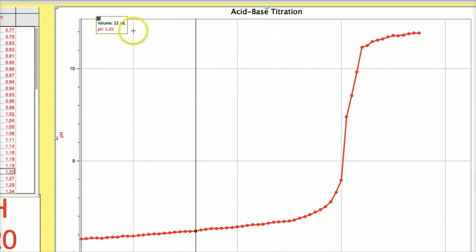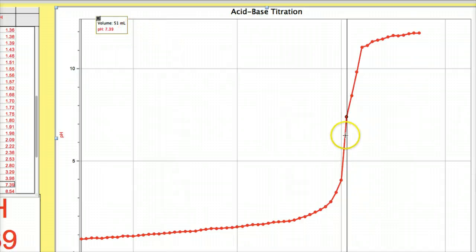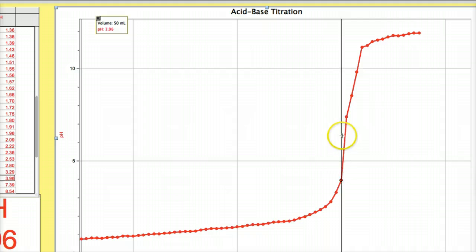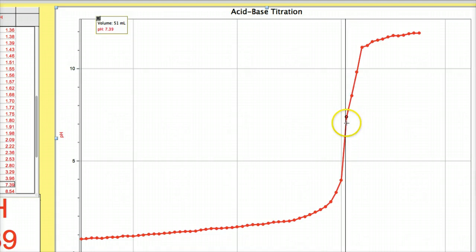If you can read the upper right-hand corner here, as I get to 51, it's about 7. In truth, it's a little lower, but that's okay. Now, if you notice your endpoint, I'm picking the equivalence point at 7, which is a little lower than what we have here, but it's good enough for the work we're going to do. The equivalence point is the point where the H+ equals the hydroxides.